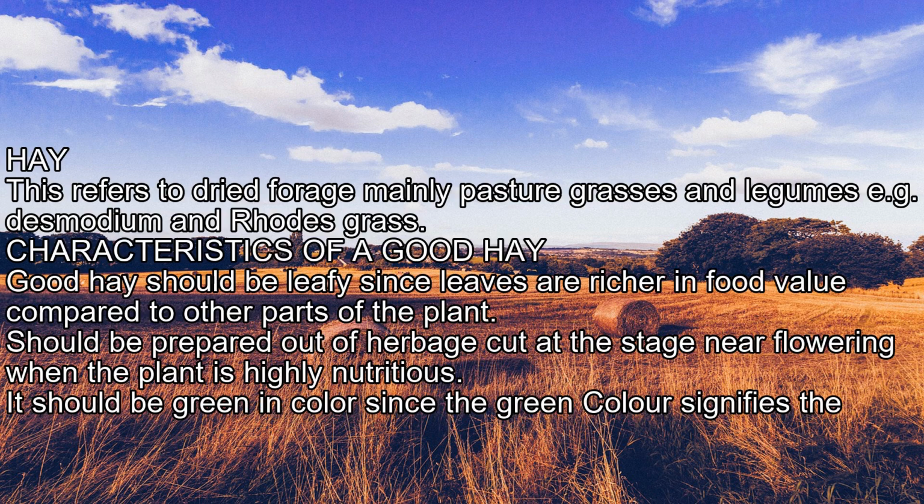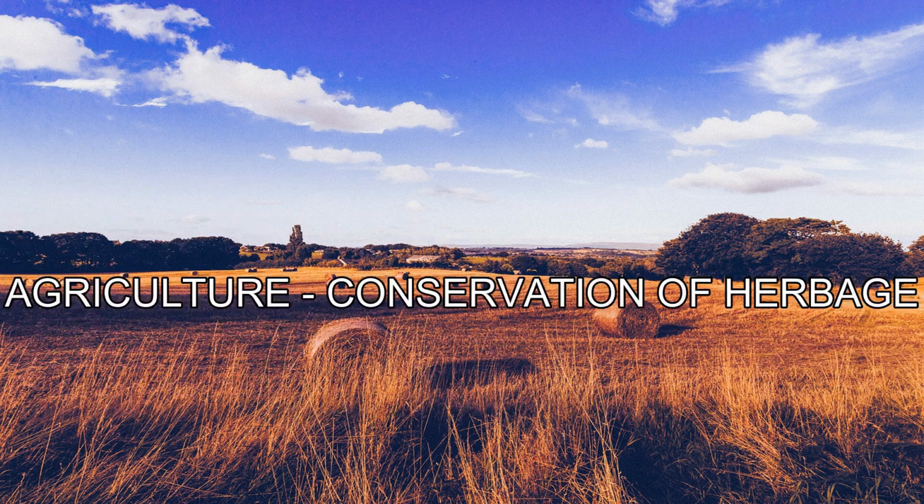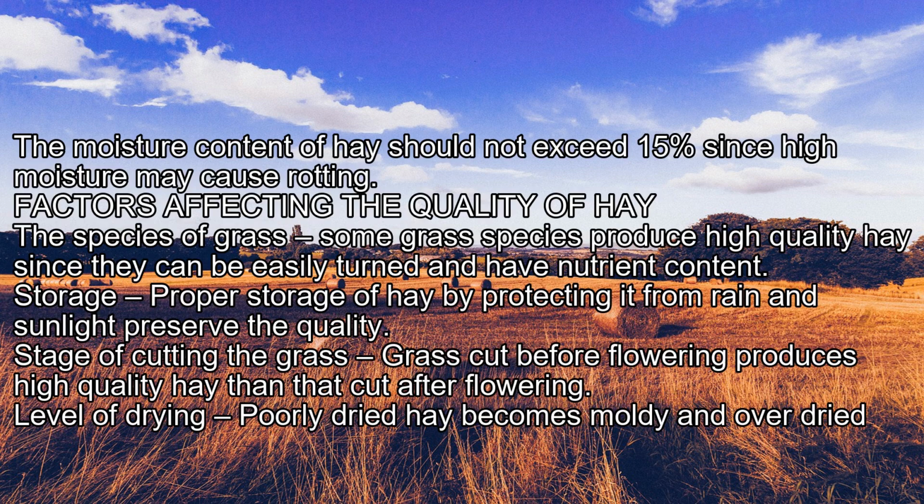It should be green in color since the green color signifies nutrient content. The moisture content of hay should not exceed 15% since high moisture may cause rotting. Factors affecting the quality of hay. The species of grass. Some grass species produce high-quality hay, since they can be easily dried and have high nutrient content. Storage. Proper storage of hay by protecting it from rain and sunlight preserves the quality.